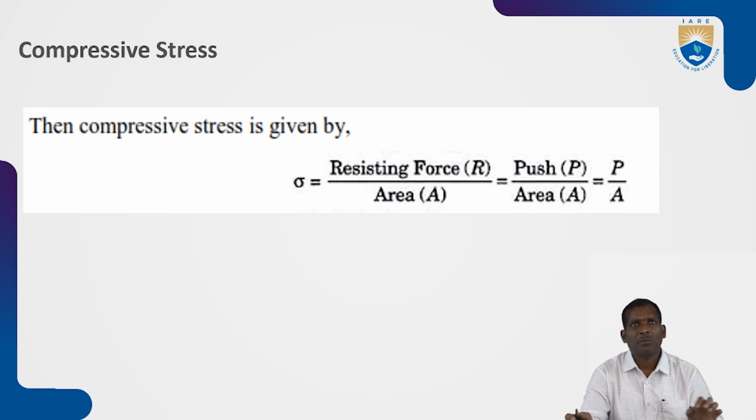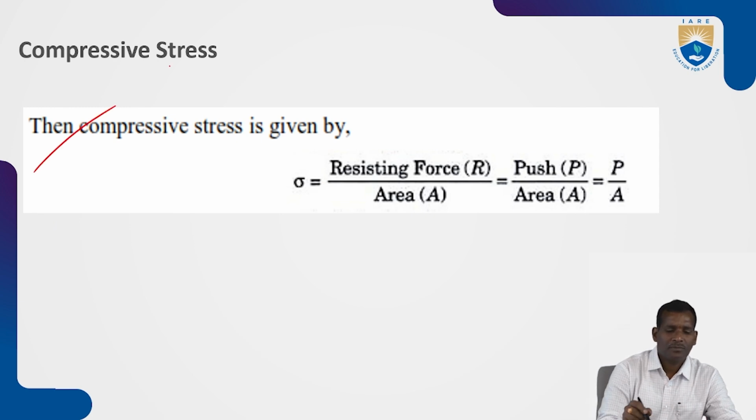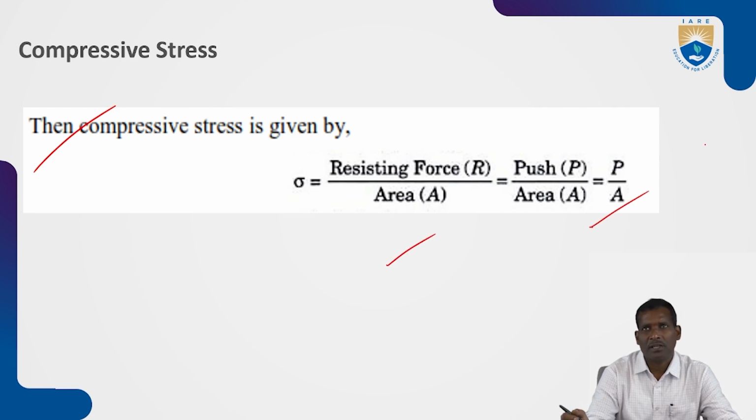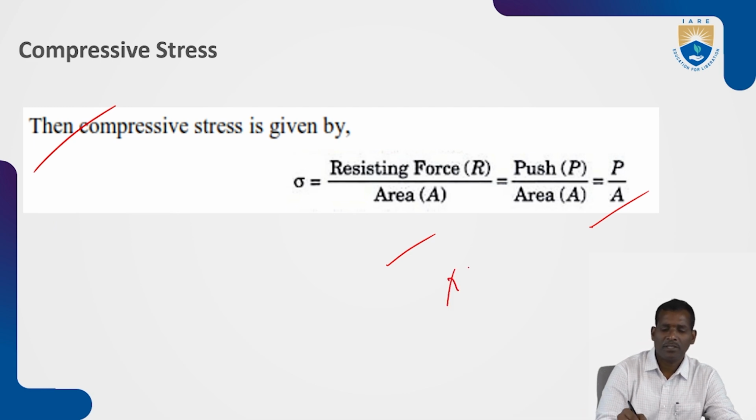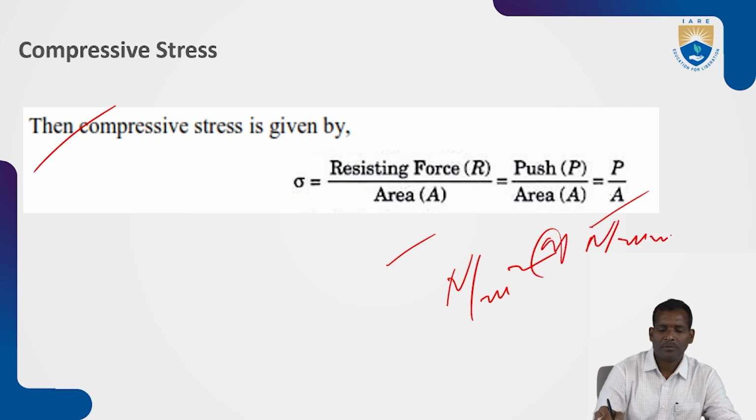So how do you calculate the compressive stress? The compressive stress is the resisting force upon area, the load per area, that is push per area. In the tensile case it was pull, here it is pushing. So load per area. Here also the units are Newton per meter square or Newton per mm square.